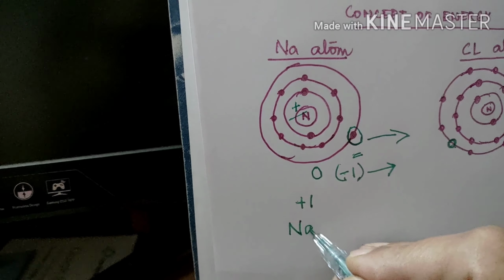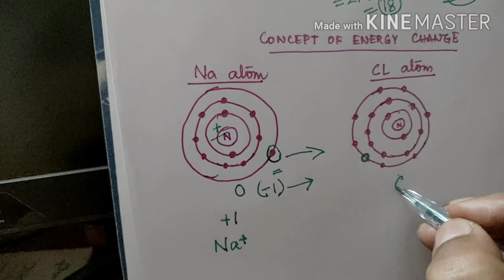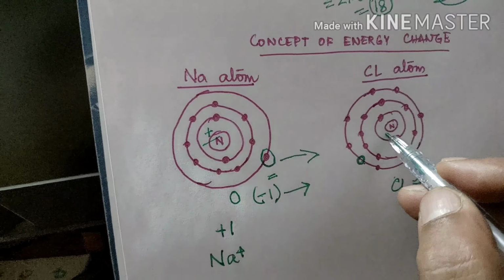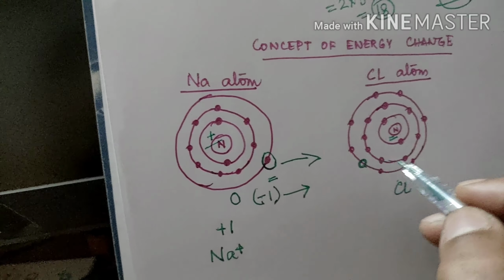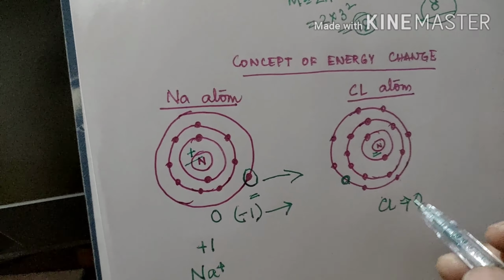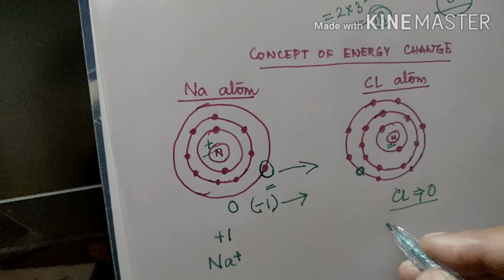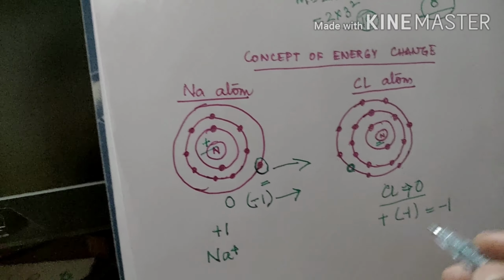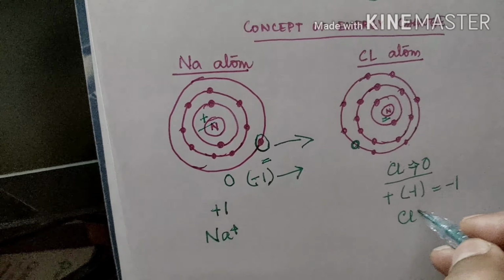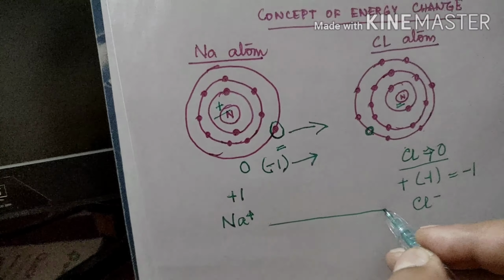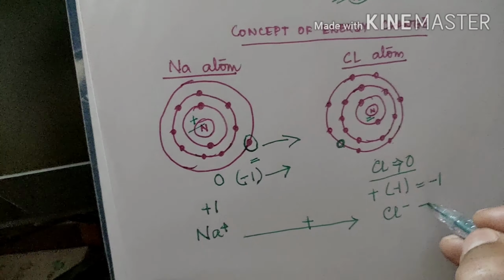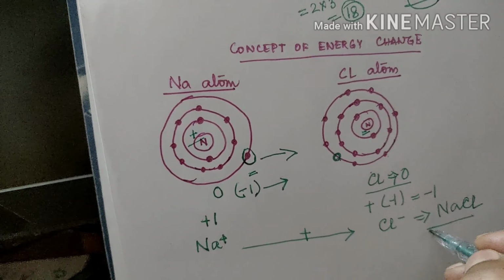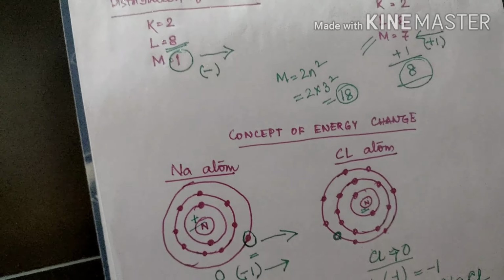and termed as sodium ion. Likewise, the chlorine atom's charge was 0, as the positive charge in the nucleus and the total negative charge of electrons are equal and opposite, making it 0. So accepting one negative charge, it will become -1, and will be termed as chloride ion. These two ions, by combining with each other, will form sodium chloride. In this way, ionic bond formation takes place.